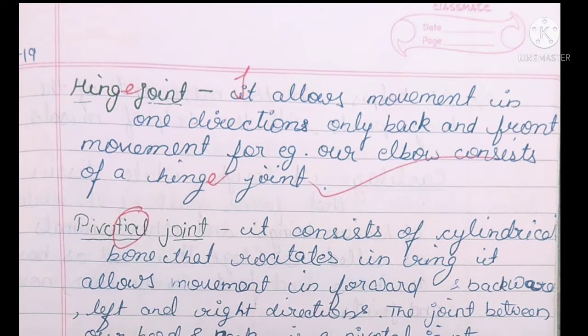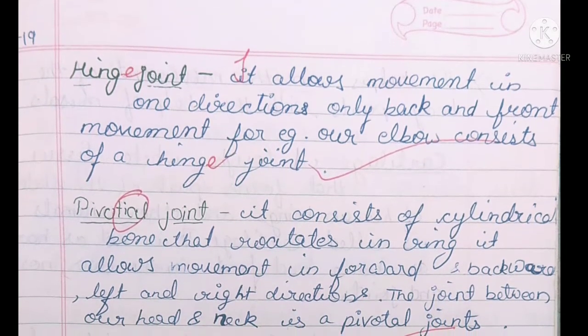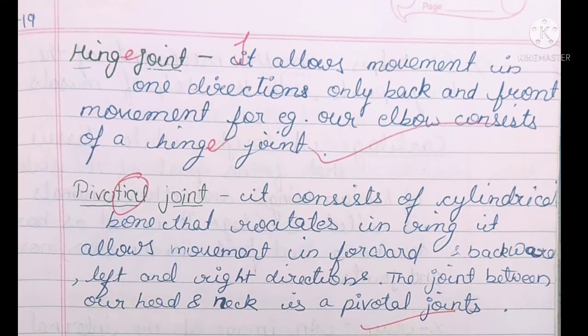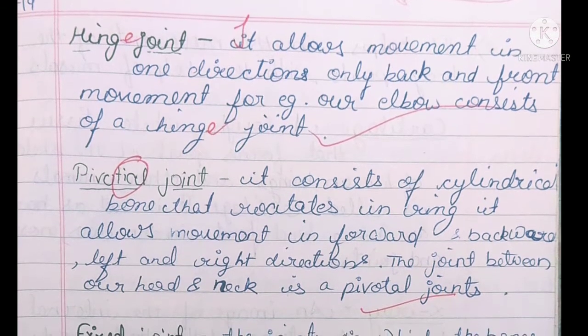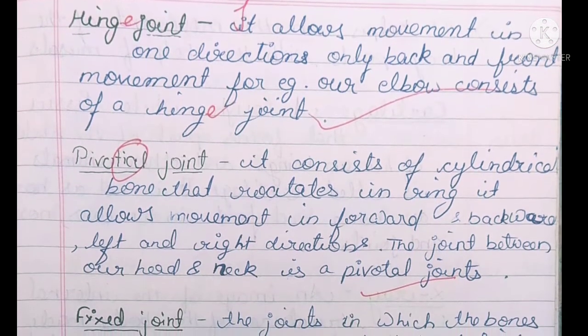Hinge joint. It allows movement in one direction only, back and forth movement. For example, our elbow consists of a hinge joint.